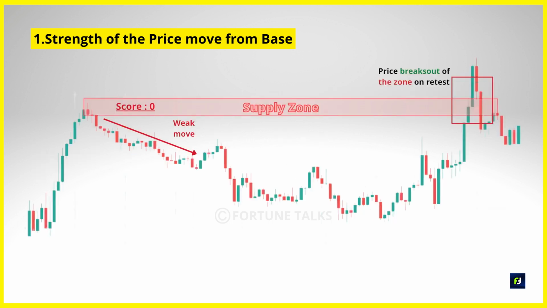Now when it comes to a weak supply zone where the price left the supply zone with weak and small candles, what this means is that there are no more unfilled orders that are left to be traded and the sellers are losing interest in selling at this price level. Soon they will be outnumbered by the buyers who will take control of the market and move the prices beyond the supply zone. So this zone will attract a score of 0 based on our first criteria. Now the same is applicable to the demand zones also.